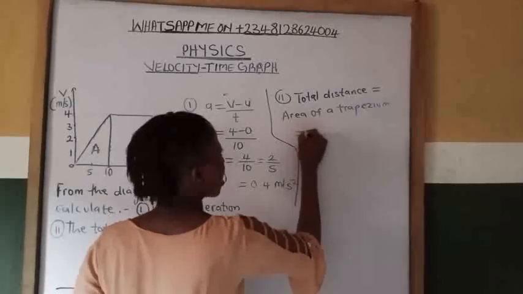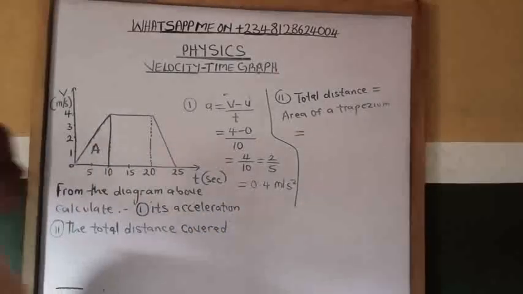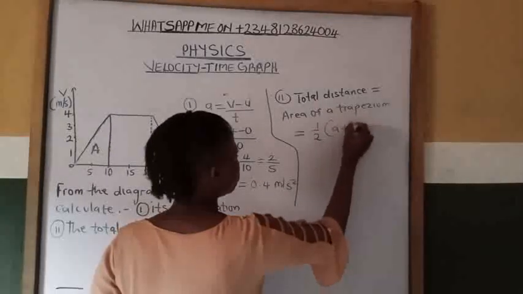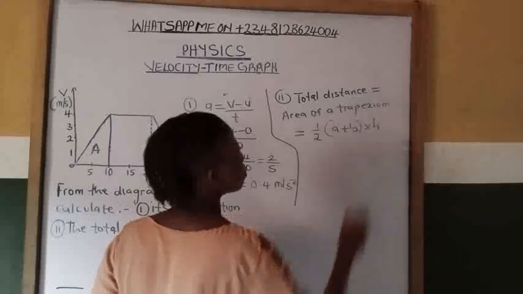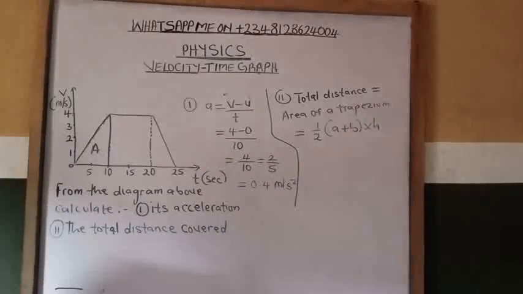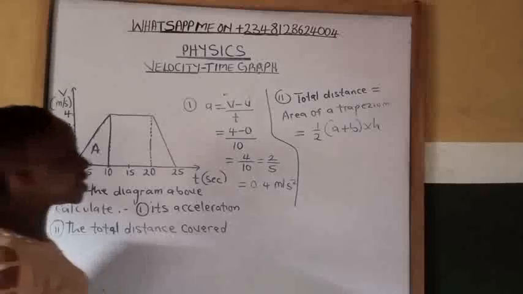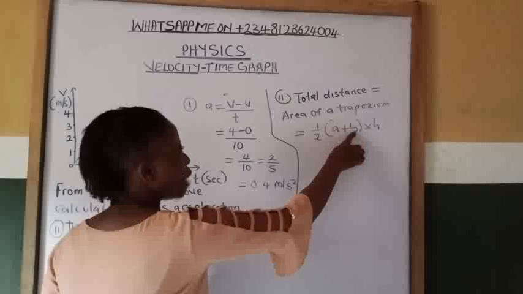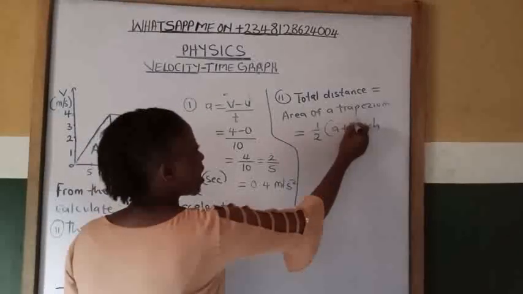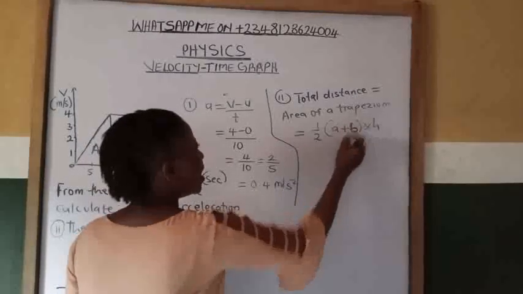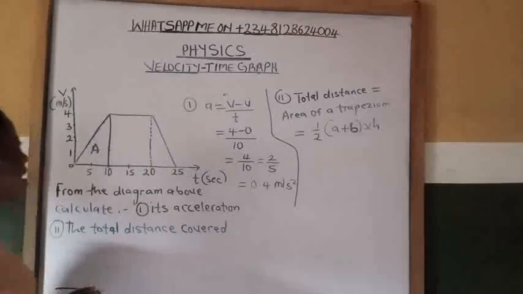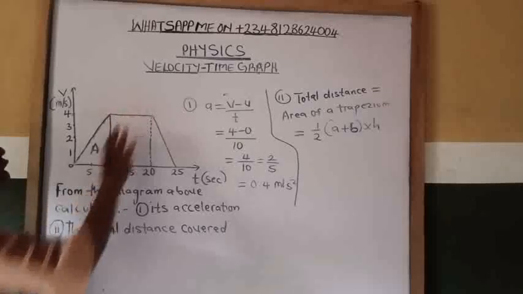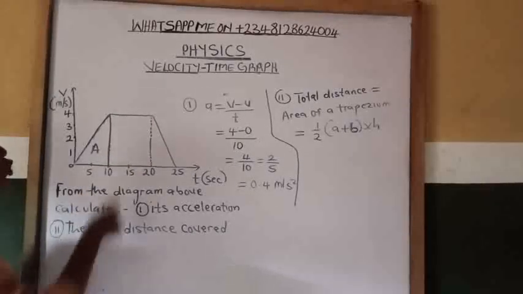Then what is the formula for calculating the area of a trapezium? That is 1/2 into bracket a plus b times height. So the area of a trapezium is 1/2 into bracket a plus b times height. Then how can we locate our a and b? That is the side AB, the two parallel lines on this trapezium.